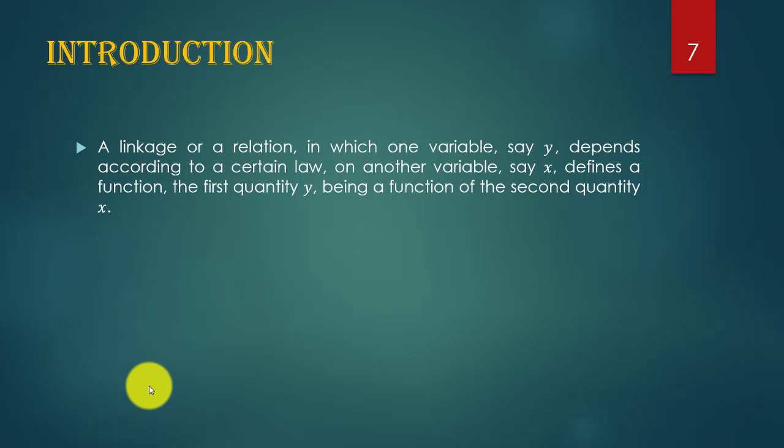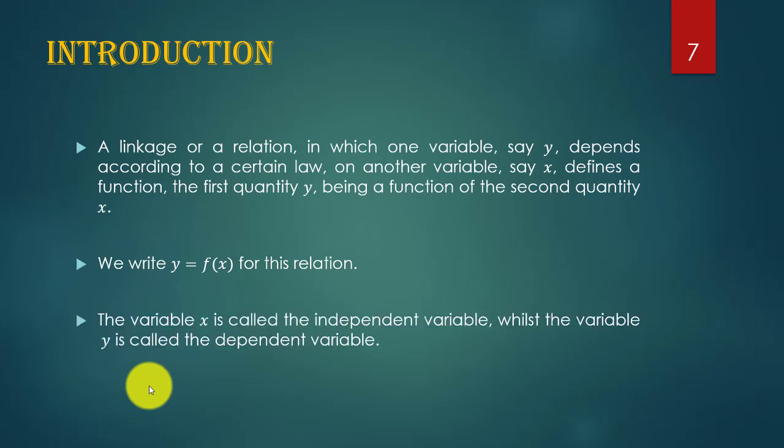So this is the definition for a function. We are saying that a linkage or a relation in which a variable, say y, depends according to a certain law on another variable, say x, is termed a function. The first quantity y is a function of the second quantity x. We write y equals f of x for this particular relation. The variable x is called the independent variable, whilst the variable y is called the dependent variable.